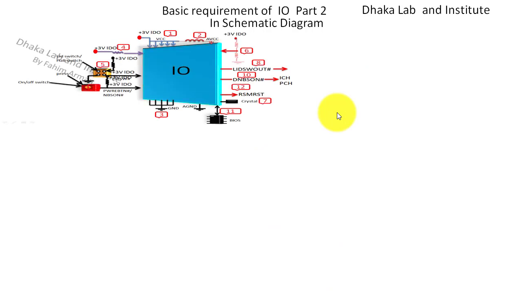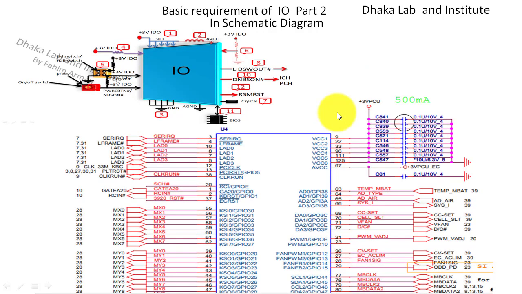Here we can see a diagram of an IO chip. This is an IO chip of ENE company with part number KB3926QF. Now, I will show this KB3926QF IO chip's basic requirements and its triggering process. Basic requirements are the same for all SIO chips, but pins may be different.